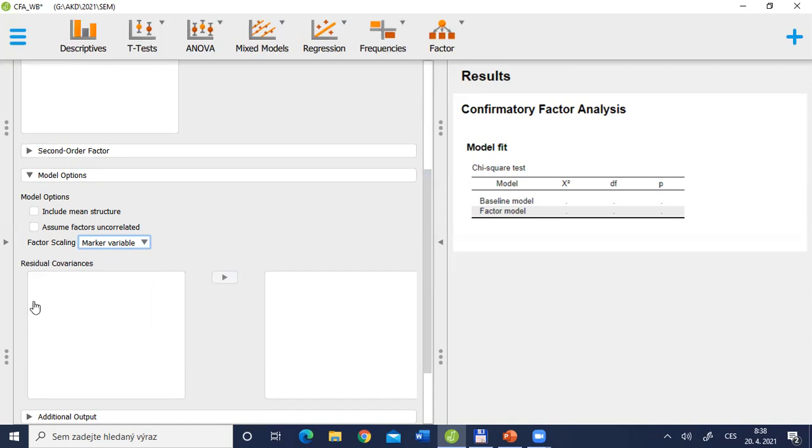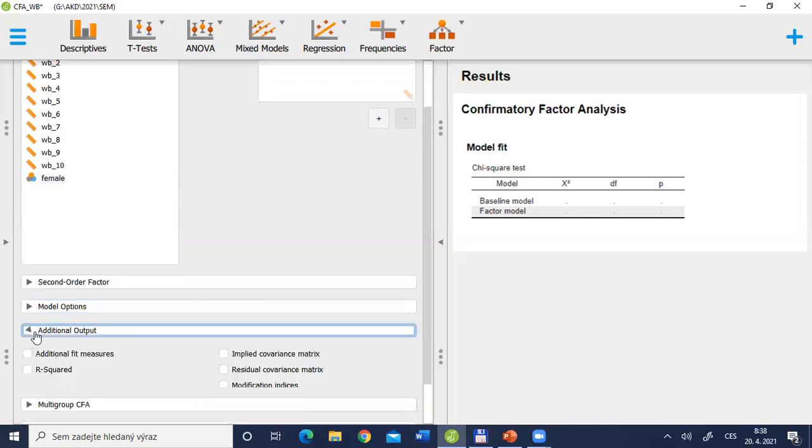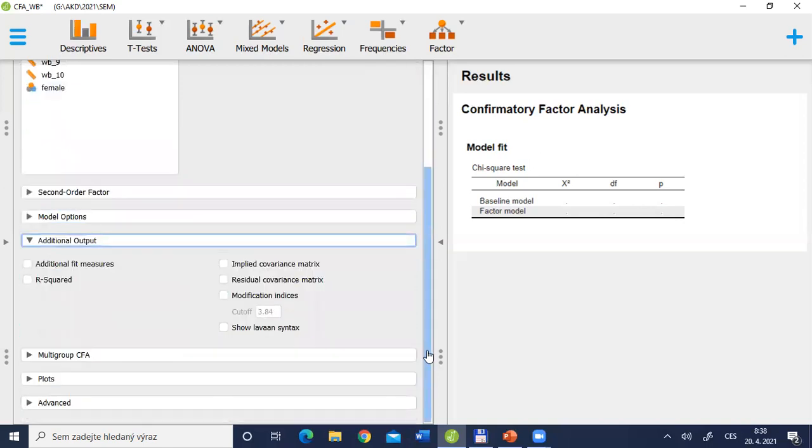This dialog for so-called residual covariances we will also be using today, and we would add some residual covariances in a few minutes, which will be based on recommendations from modification indices. So let's go back to model options. The next part, which is very important for us, is called additional output. For this additional output, there are some parts that are very important for results.